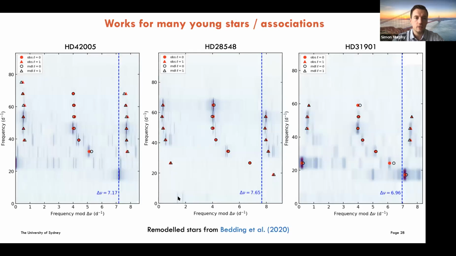I did have an animation here of the evolution of a 1.7 solar mass star, but I think I might just skip that one in the interest of time and point out that this method, this way of determining the age of stars, works very well for many young stars and associations. It's not just that one star. Here's a few more that I've been working on. And you can see we get pretty good matches between the observations and the models.